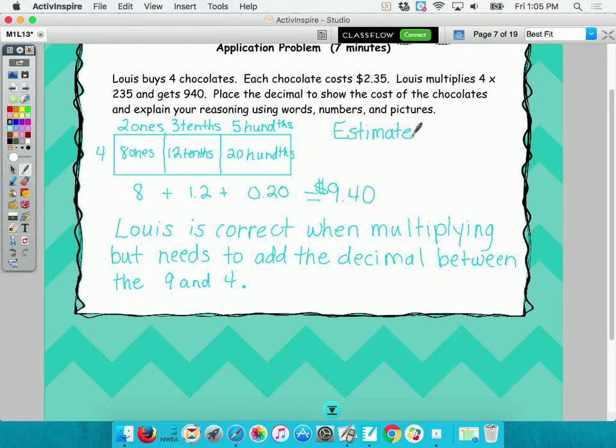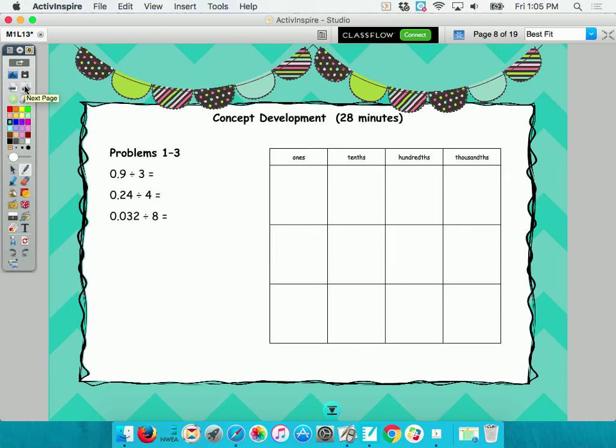Or you could estimate. What's 2.35 to the nearest whole number? 2. $2 times 4. What's the answer? 8. $8. Is our answer of $9.40 reasonable? Yes. Yes, it is. Okay, let's take a look at, forgot the wavy lines. I did, sorry about that.